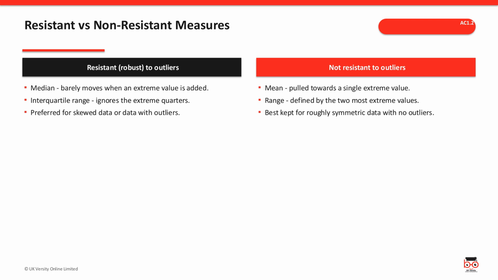This leads to a useful split between measures that resist outliers and those that don't. The median barely flinches when you add an extreme value, and the interquartile range ignores the extreme quarters entirely, so both are your friends for skewed or outlier-prone data. The mean and the range are the opposite. The mean gets tugged towards a single extreme, and the range is defined entirely by the two most extreme points. Save those for roughly symmetric data with no outliers.